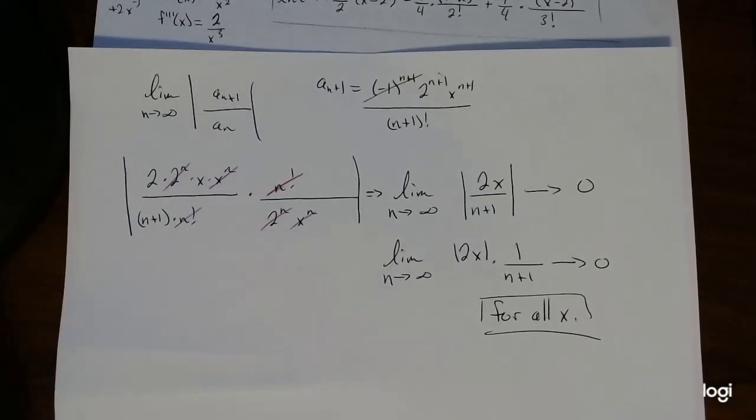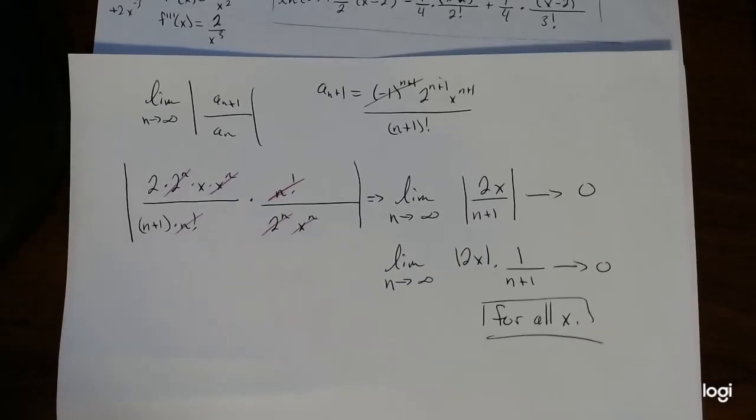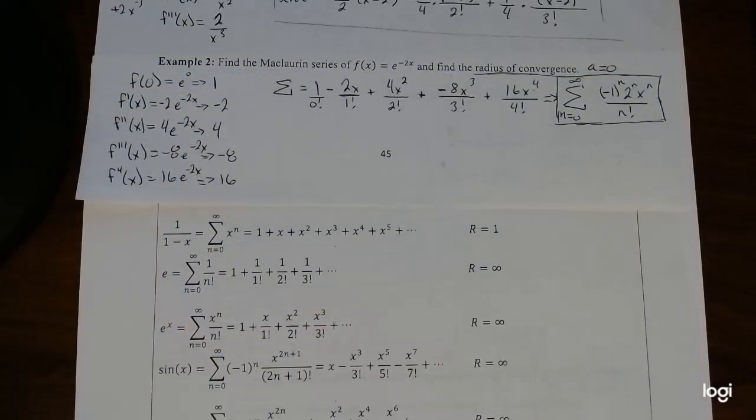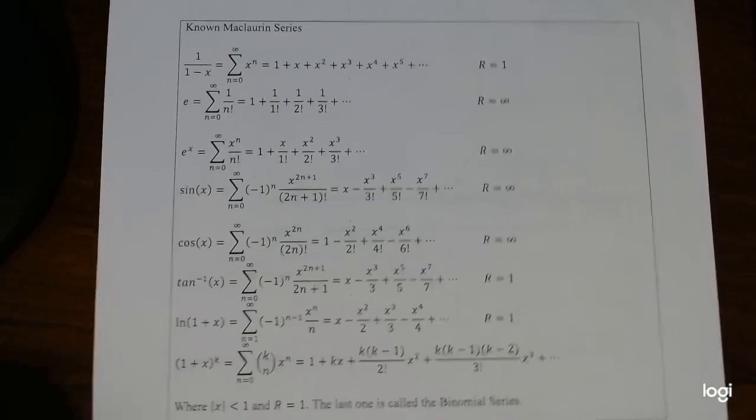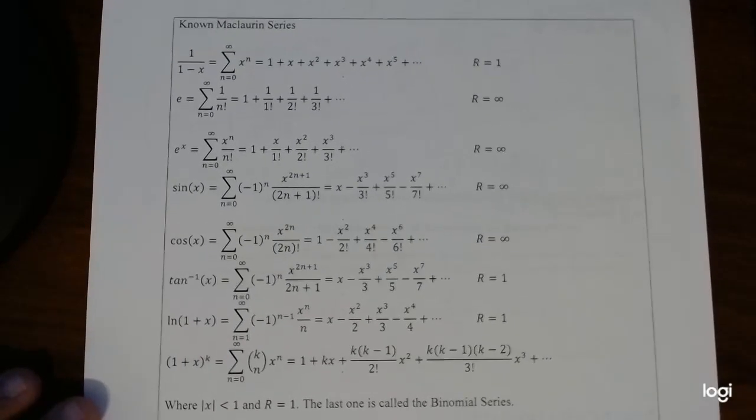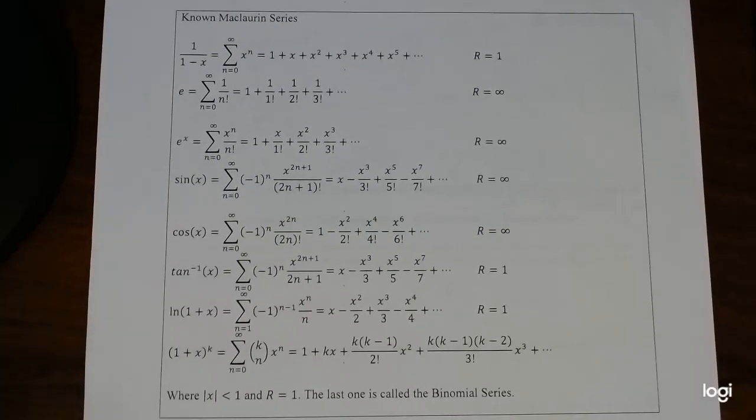Okay. So the last part of this section is, what if we know some Maclaurin series, and is there a way we can use these to help ourselves out? So this entire list here is known Maclaurin series. We're going to use these to find new ones based off these situations. We're just going to tweak them. You never have to prove these.